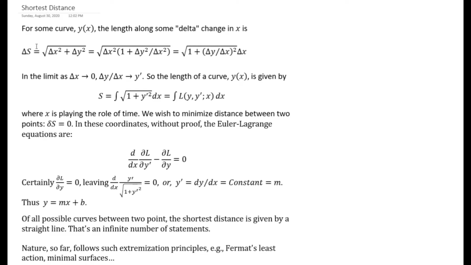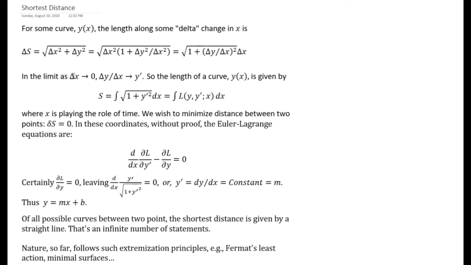This is the Pythagorean distance. If you move a chunk delta x and a chunk delta y, then the distance that you've moved is delta x squared plus delta y squared, and then you take the square root of that, and that's the distance you've moved. If I factor out the delta x squared, I have 1 plus delta y squared over delta x squared, and the delta x squared here. Of course, the delta x squared becomes just delta x.